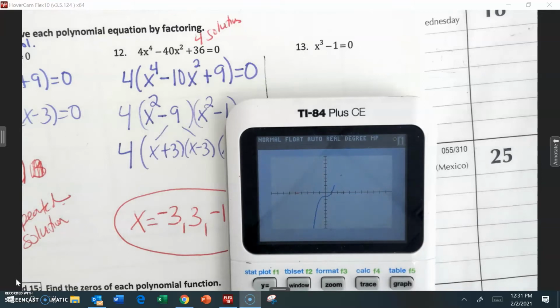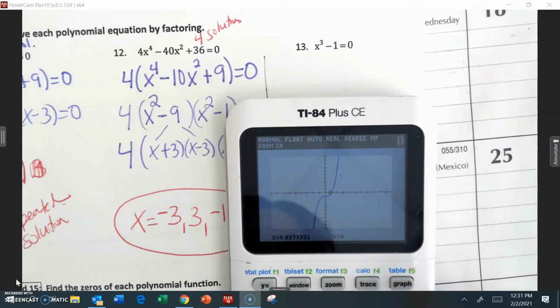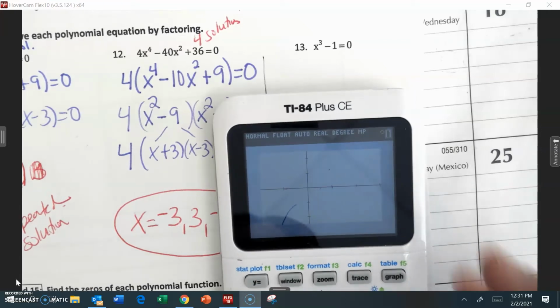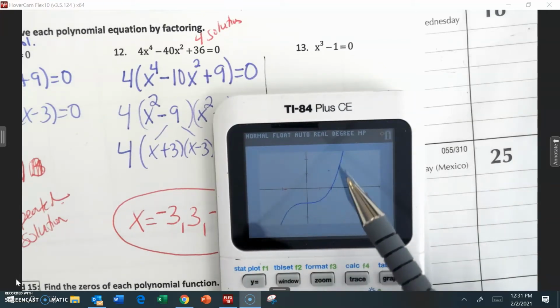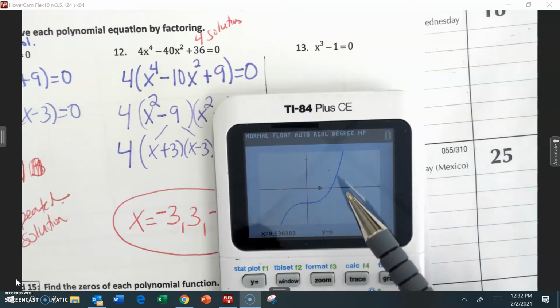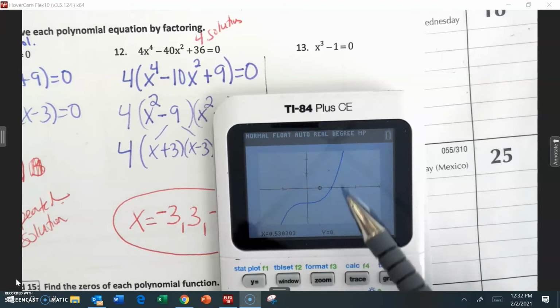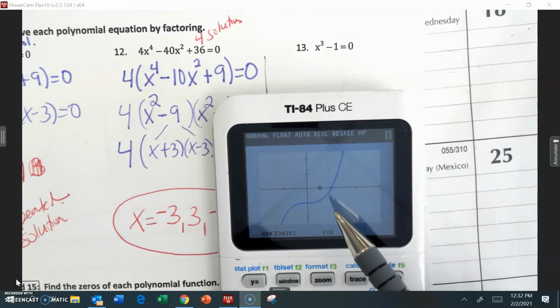Okay. So what happens is, oh, let's look. We can see, and I'm going to zoom in, that it comes up and it appears that it's only crossing the x-axis in one spot that we can actually see. But we know there's 3 solutions, so this means 2 things. Either this solution right here gets repeated 3 times, like number 11, or it has 1 real solution and 2 imaginary. So the way that we have to determine that is we have to solve it.